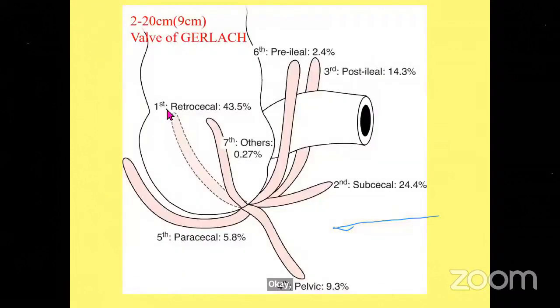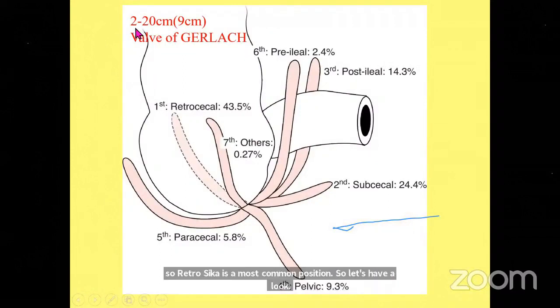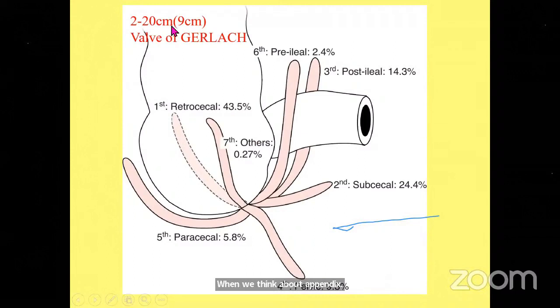So let's have a look. When we think about the appendix, the length ranges from 2 to 20 centimeters. On an average, you will get the length as 9 centimeters. The valve guarding the opening of the appendix is called the valve of Gerlach. This is also asked. Now, you can see the different positions. Retrocecal is the most common position, and the second most common position is the subcecal.